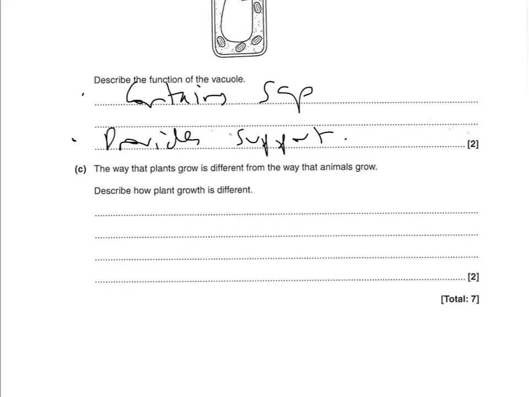The way that plants grow is different from the way animals grow. Describe how plant growth is different. So the difference is that plants grow continuously, whereas animals grow early in their life and then stop growing, and that plants grow only in specific parts, but in animals all parts of the animal grows. So those are your 2 marks there. So first mark, that plants keep growing continuously, whereas animals grow only in their early stages of their life. And then the second mark, saying the plants grow in specific parts, but all parts of the animal grows.